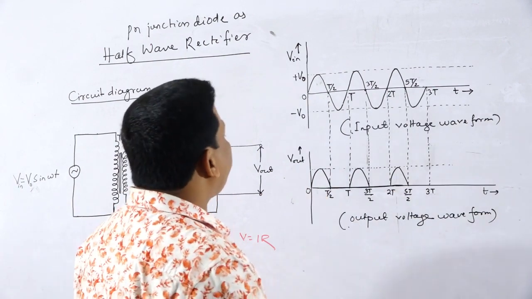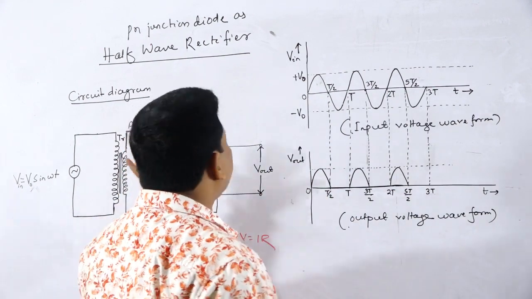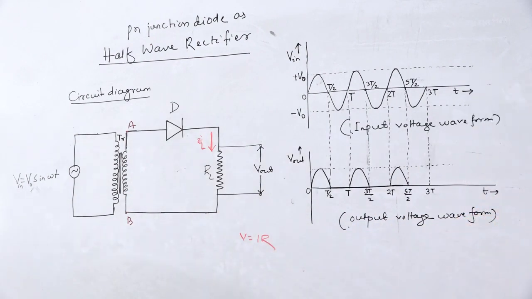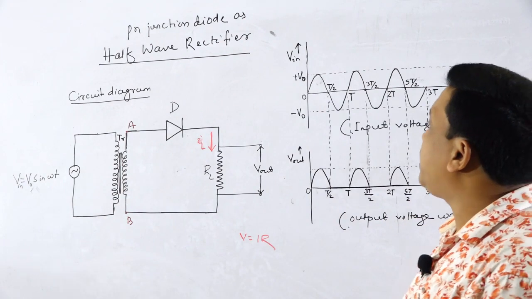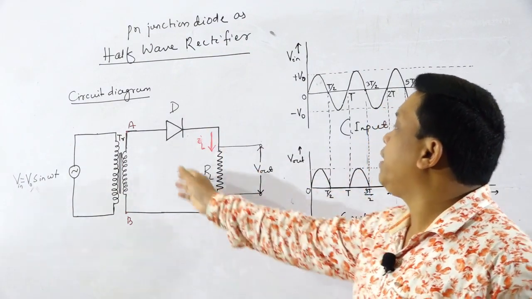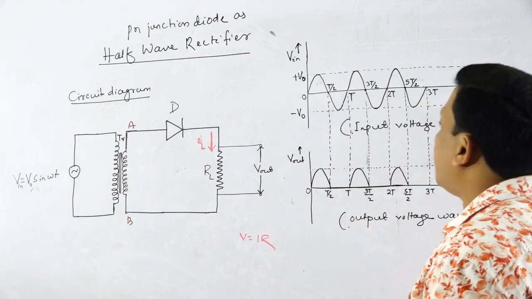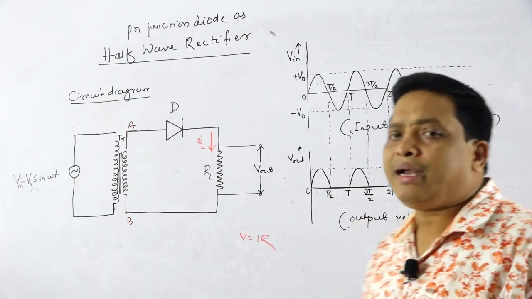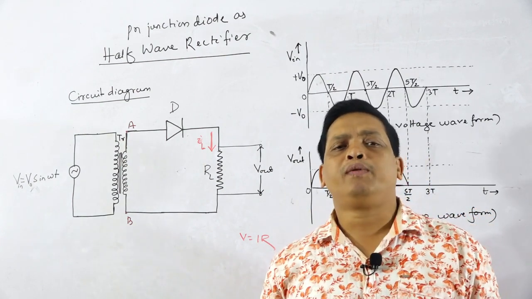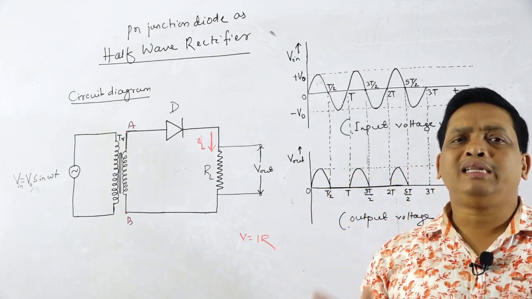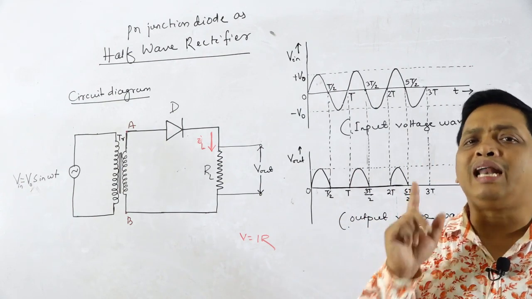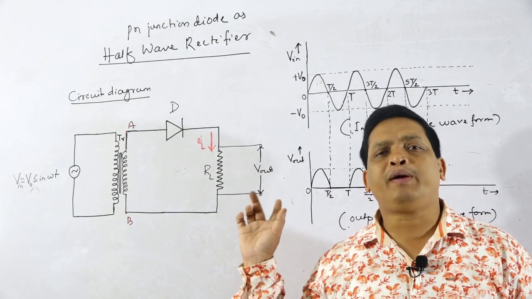Now let us study the performance of this rectifier circuit, how effectively the half wave rectifier is rectifying the AC voltage applied to its input. I told you that we can study the performance of a rectifier with the help of two parameters, that is efficiency and ripple factor. So let us calculate these two for this half wave rectifier.